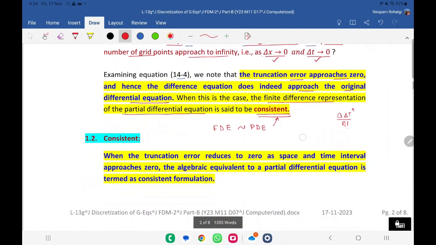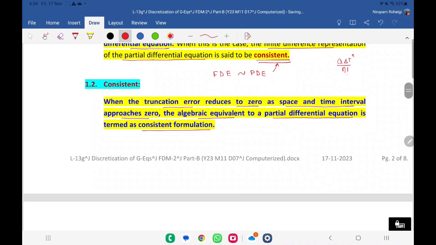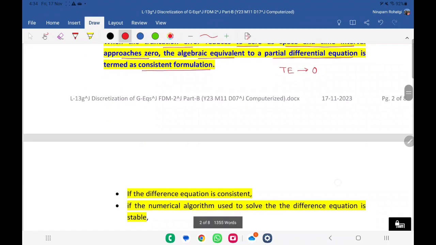So what is consistent? When truncation error reduces to 0 as space and time intervals approach 0, the algebraic equivalent to a partial differential equation is termed a consistent formulation. So we can say our formulation is consistent, and the condition for that is that our truncation error should approach 0.